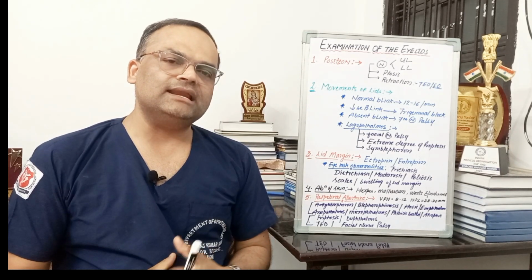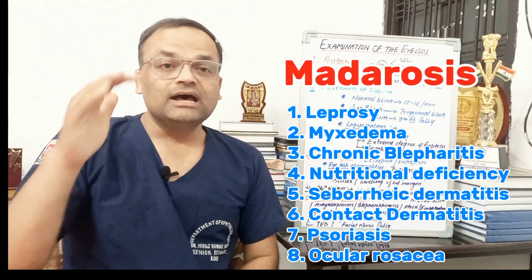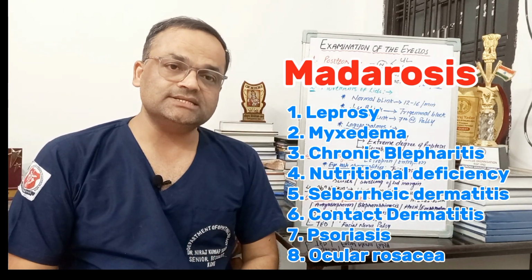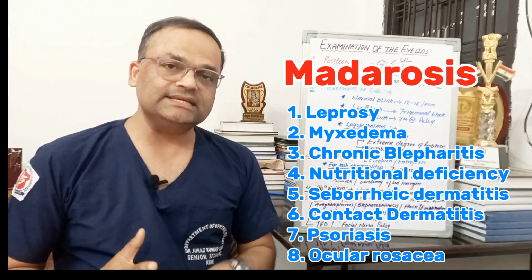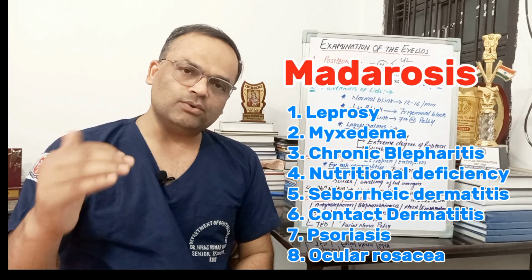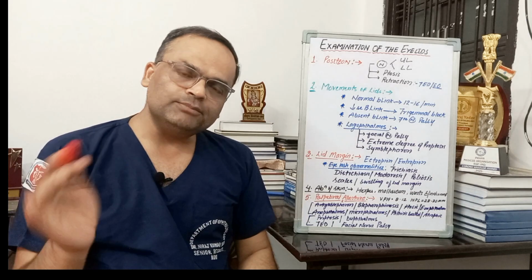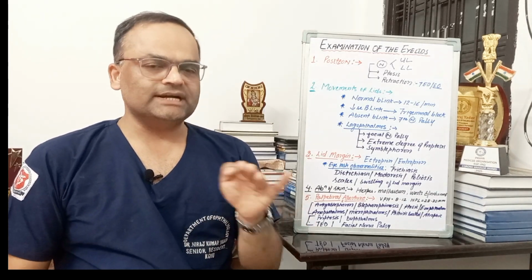Now, distichiasis is simply defined as an abnormal extra row of eyelashes. This is generally seen in certain types of infections. Now, madarosis is simply defined as loss of eyelashes, where the number of eyelashes decreases. That condition is most commonly seen in blepharitis, in leprosy, in myxedema. The eyelash as well as the eyebrow counts are decreased.